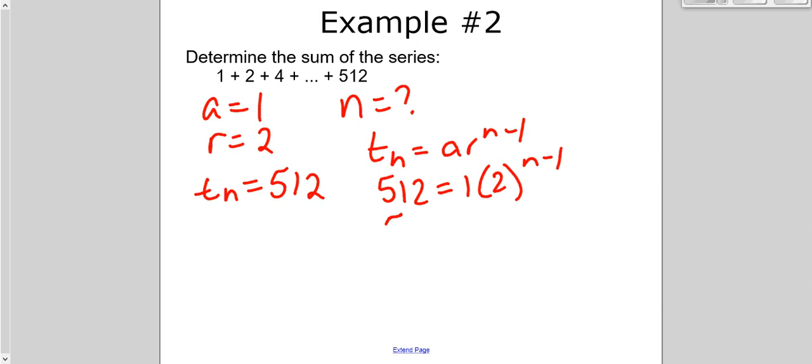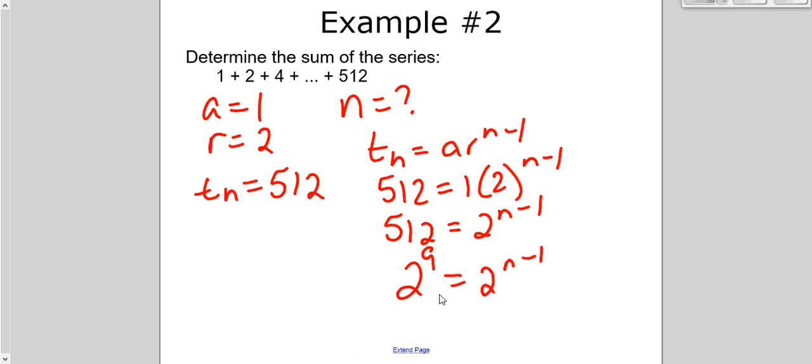And what I end up with is 512 equals 2 to the n minus 1, because that 1 doesn't do anything. Okay, so I want to change this 512 into 2 to an exponent. So I got to figure out how many 2's do I need to multiply by itself to get to 512. So I know 3 gives me 8, 4 gives me 16, 32, 64, 128, 256, 512. So I'm thinking 1, 2, 3, 4, 5, 6, 7. I'm thinking like around 9. Let me just double check that. Nope. 2 to the exponent 9, yep, is 512.